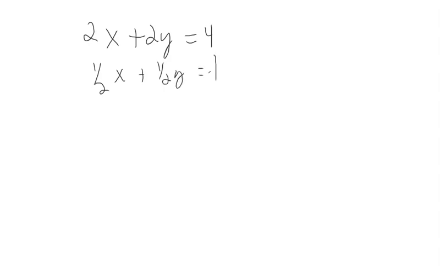So what if we have the equation 2x plus 2y equals 4? Then I have 1/2 x plus 1/2 y equals 1. Right, and I'm going to use the elimination.